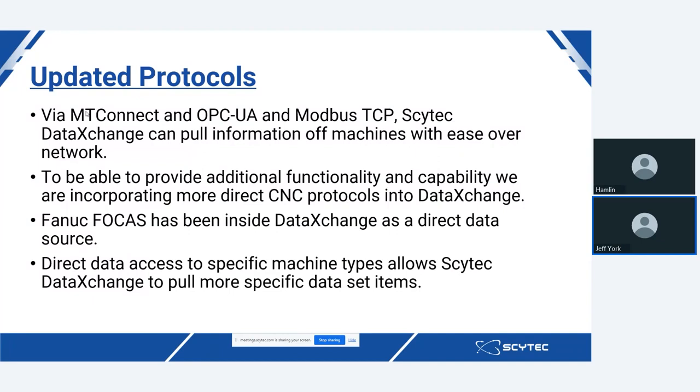We can connect to just about anything that is out on your shop floor, and then we can pull data off of them for the manufacturing charts and dashboards. And we connect with MTConnect and OPC UA over your network. But we have been adding updated protocols to get the most minute data items that we can pull off of individual machines. FANUC Focus has been a direct data source for a while, but we have been updating them with more data items as well, or I'm sorry, direct data sources.